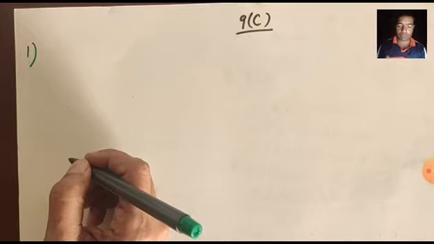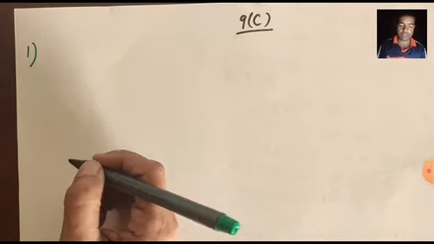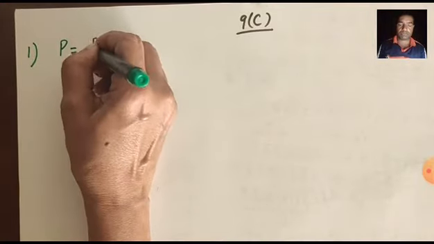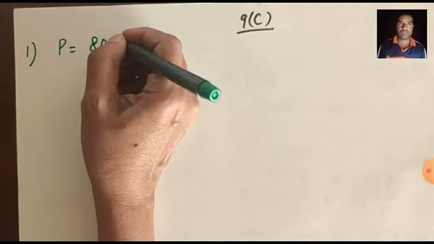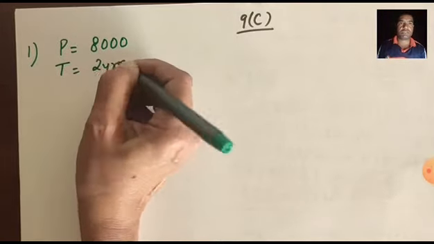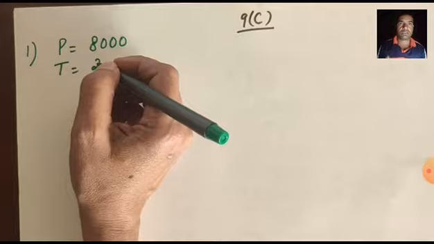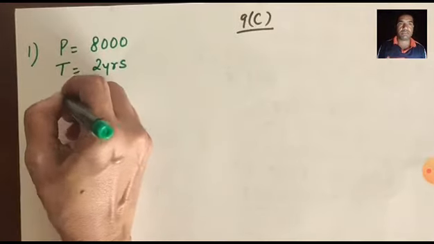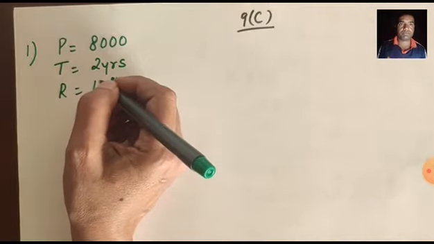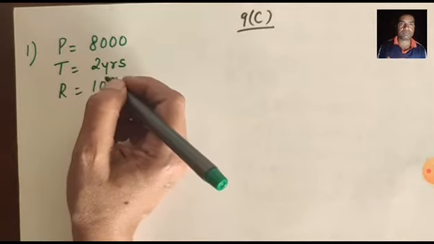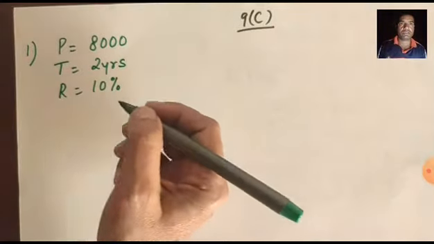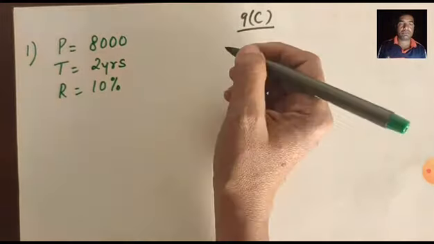The first problem: a sum of rupees 8,000 is invested for 2 years at 10% per annum compound interest. So P is given as 8,000, time is given as 2 years, and the rate of interest is given as 10% per annum. Here we have to find the compound interest.